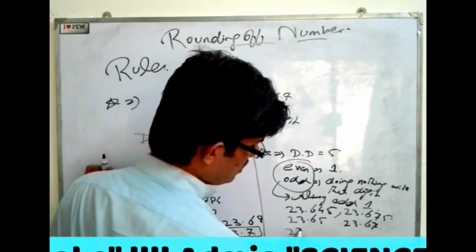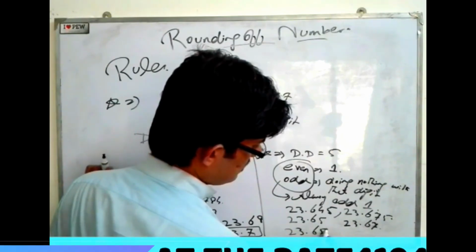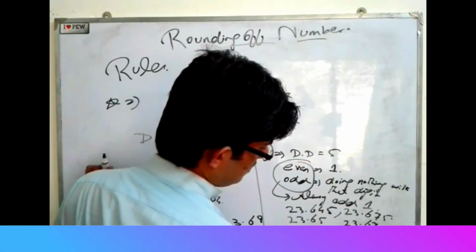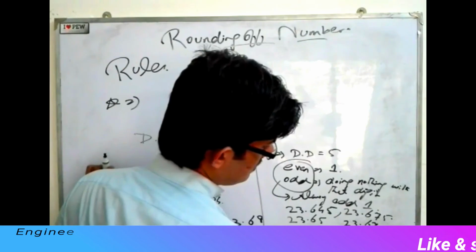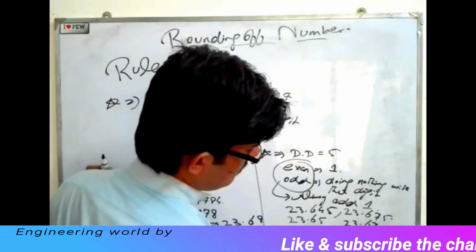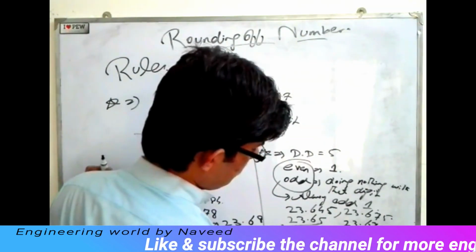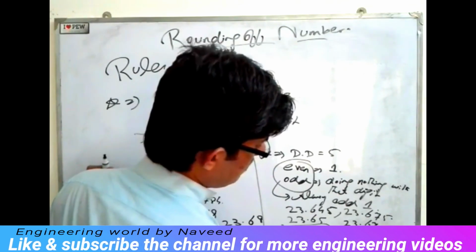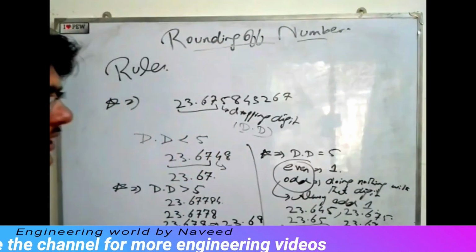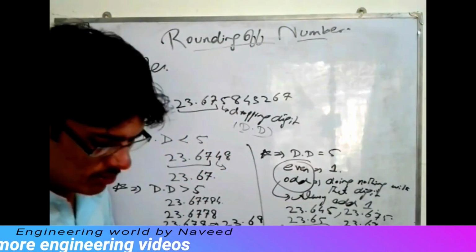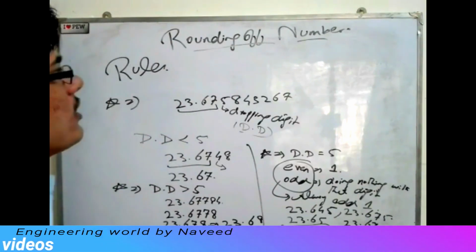So in both situations, I will get something like 23.68. Such a result I will get in both cases, whether that digit is even or odd. So this is all about the rounding of numbers.